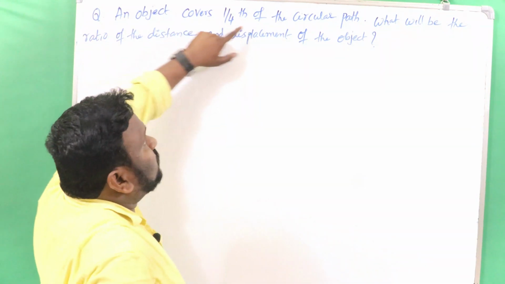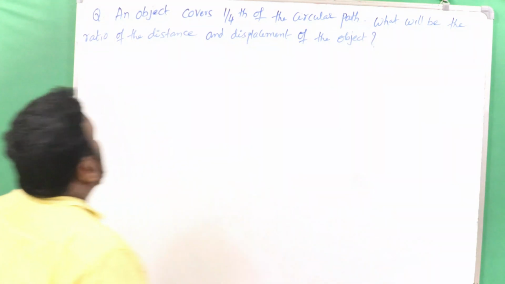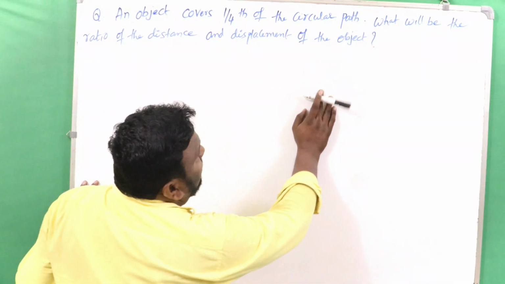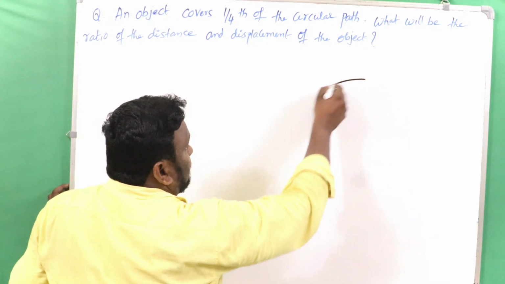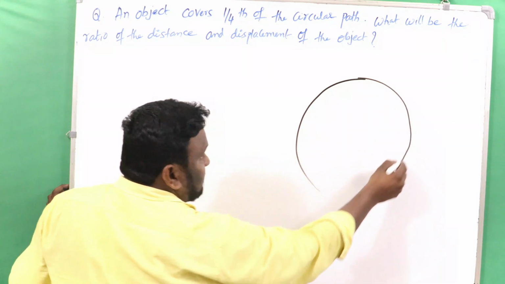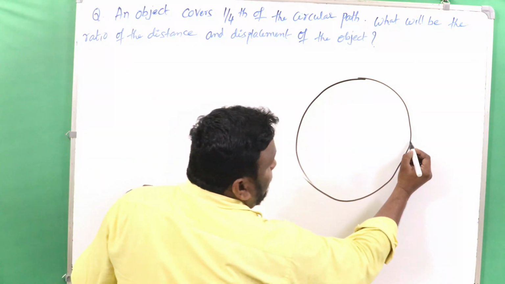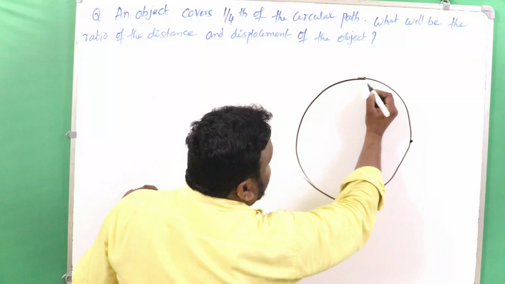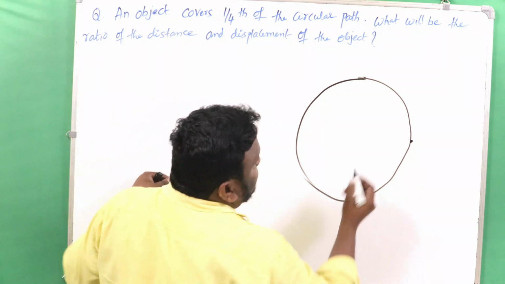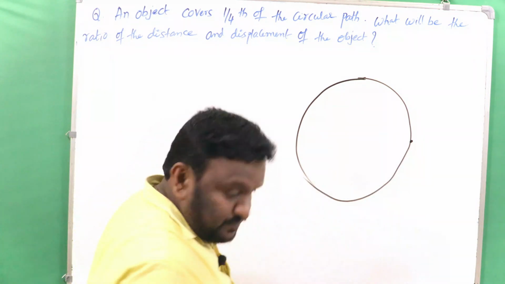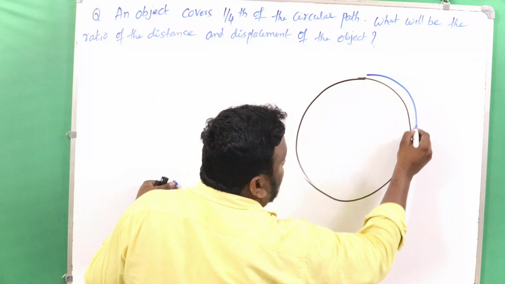An object covers 1/4 of the circular path. What will be the ratio of the distance and displacement of the object? So this is one circle that should be having some radius r. Clear? So this is one point and this is another point. Obviously it is moving from here to here. So the particle is moving from here to here.